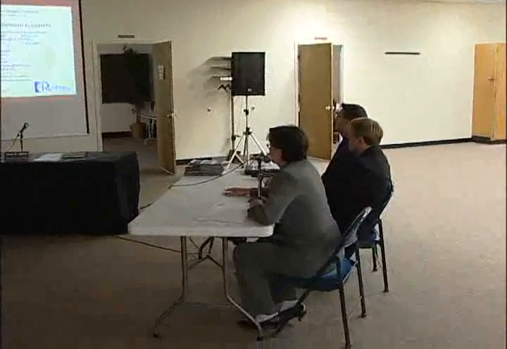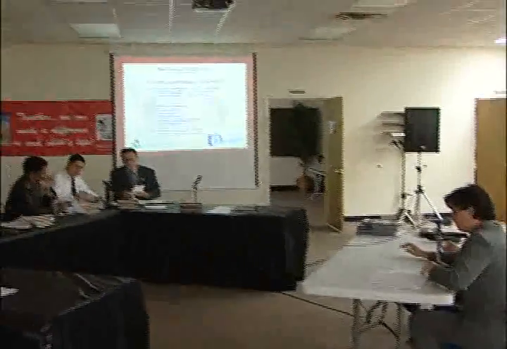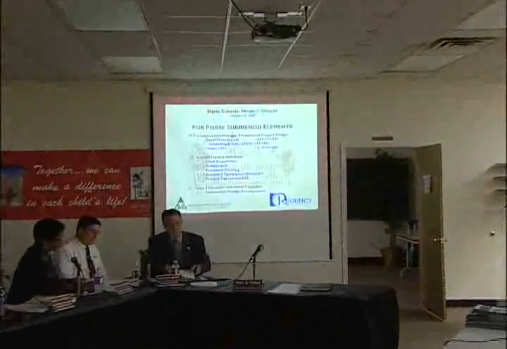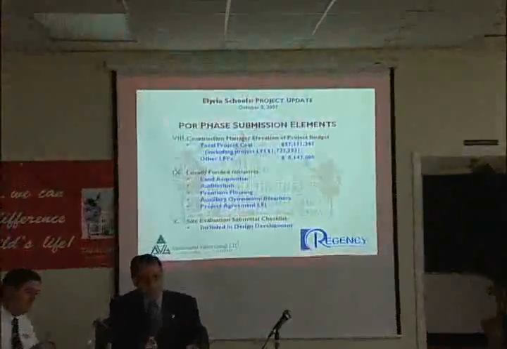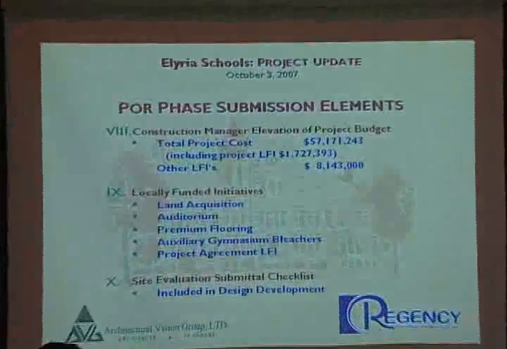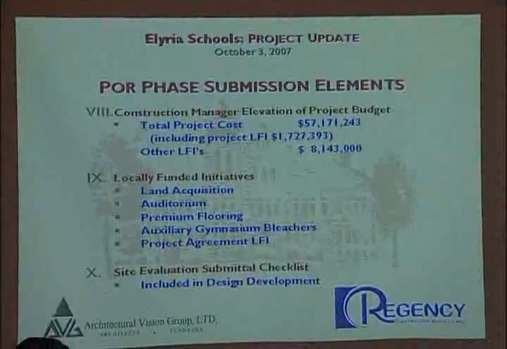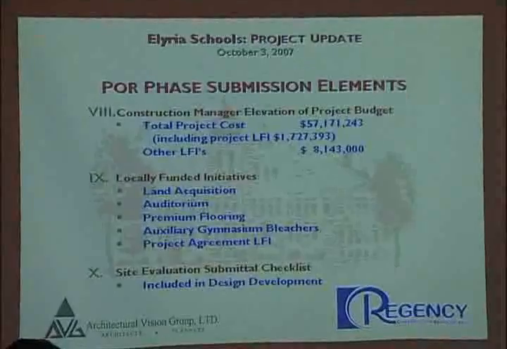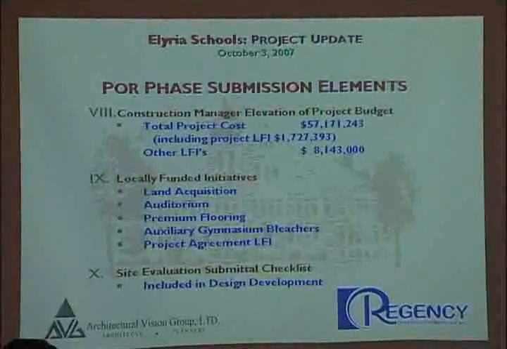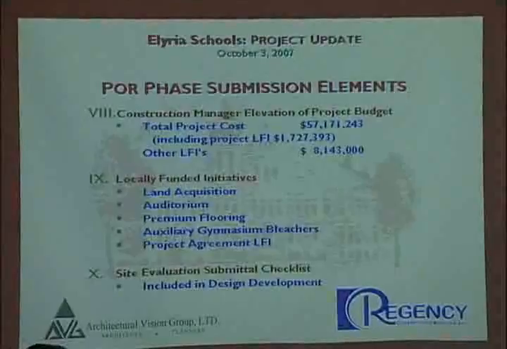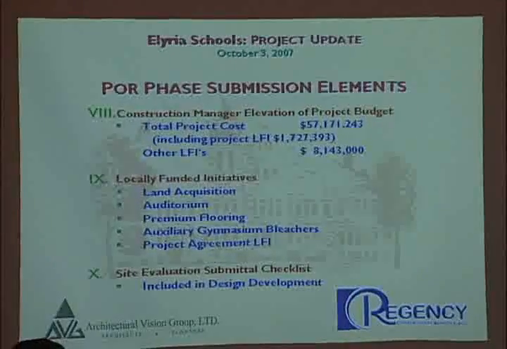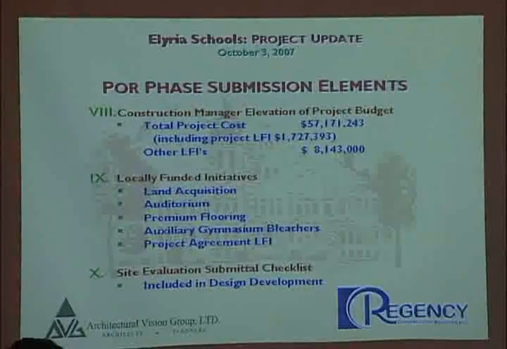Under Section 9, which are locally funded initiatives, this is the area where we talk about those other LFIs. And the first part of that section is a memorandum of understanding, which is from the Ohio School Facilities Commission, which kind of gives you the definition of LFIs. And if you turn 3 or 4 pages back from that, you'll see that there is a form agreement that we need to start identifying LFIs associated with the project.